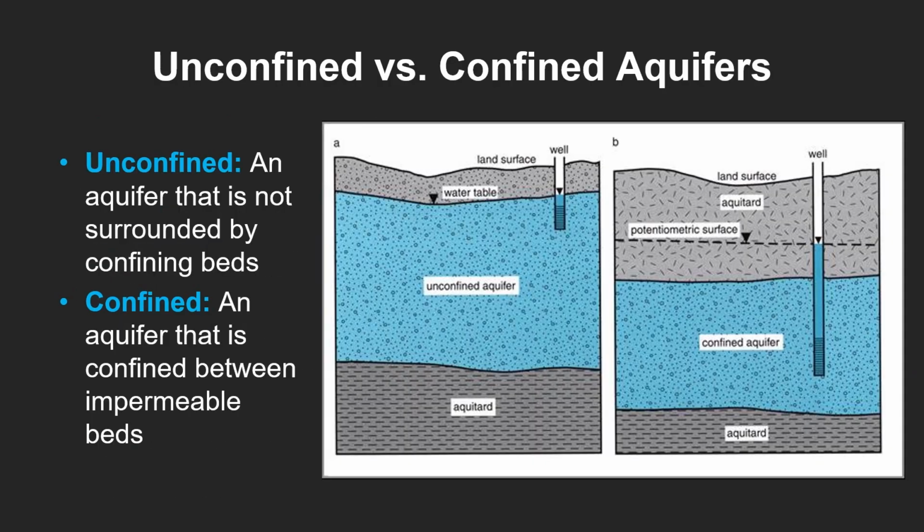Unconfined aquifers are open to the surface and are recharged directly by precipitation and surface water. Confined aquifers, on the other hand, are trapped between impermeable layers that place them under pressure. When a well taps into a confined aquifer, that pressure can cause water to rise on its own, sometimes all the way to the surface, creating an artesian well.